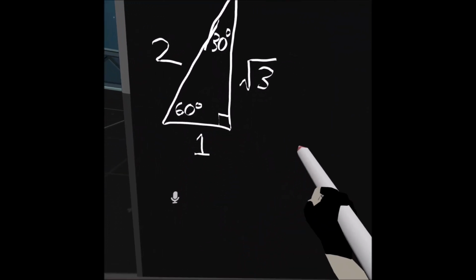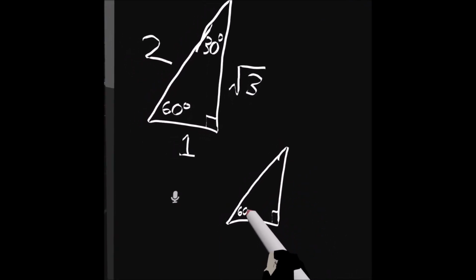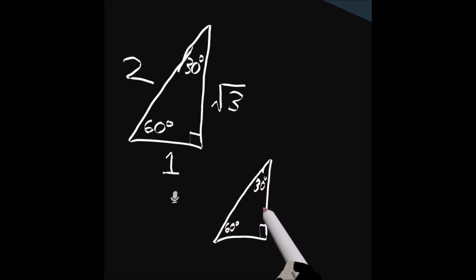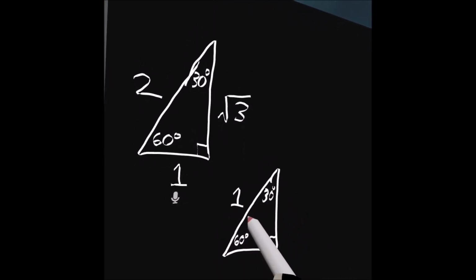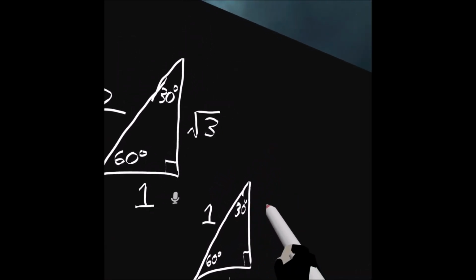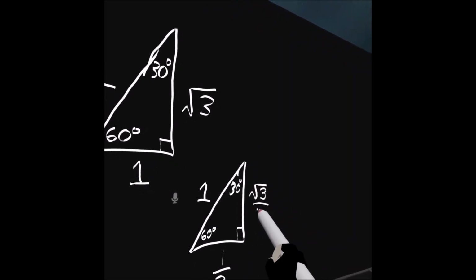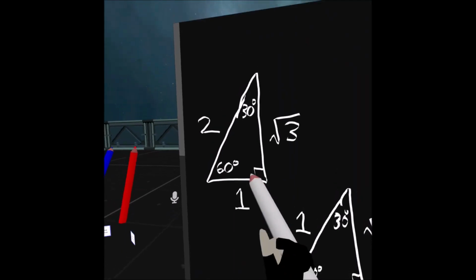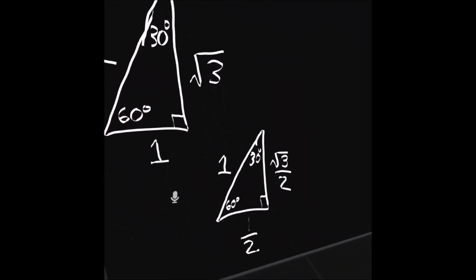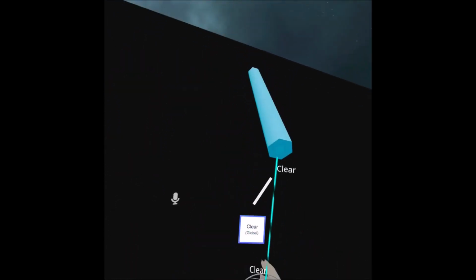Okay. And if you get, let's say, another 60, 30, right? And let's say if this was 1, then this would be 1/2. And this would be the square root of 3 over 2, because you're dividing everything by 2, of course. Okay? So those are the two special right triangles.